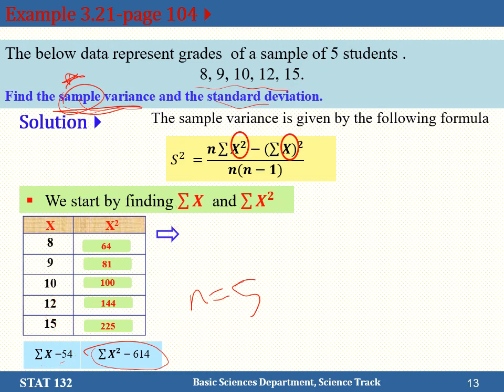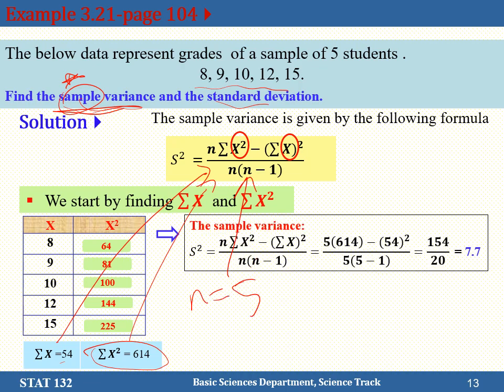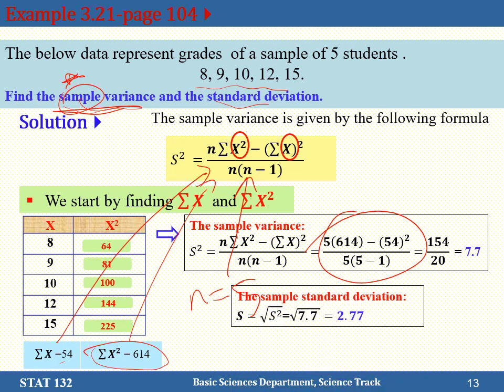Then we put all these in the formula, and we get the variance. We get 7.7. And then how do we find the standard deviation? Take the square root of it, which is 2.77.